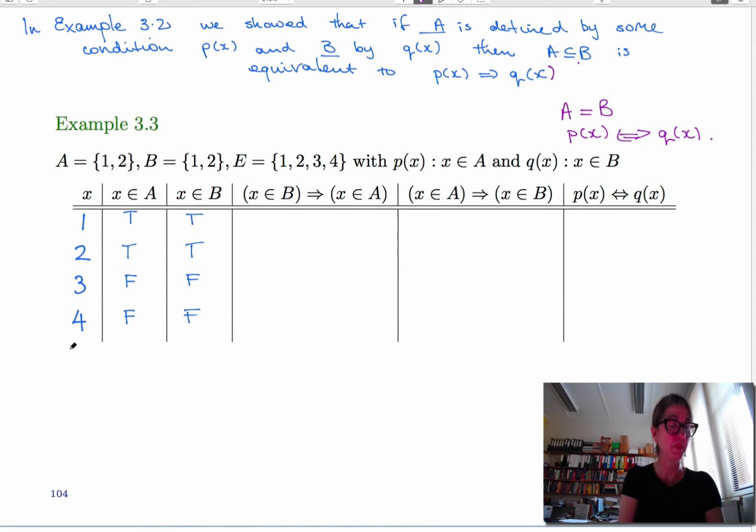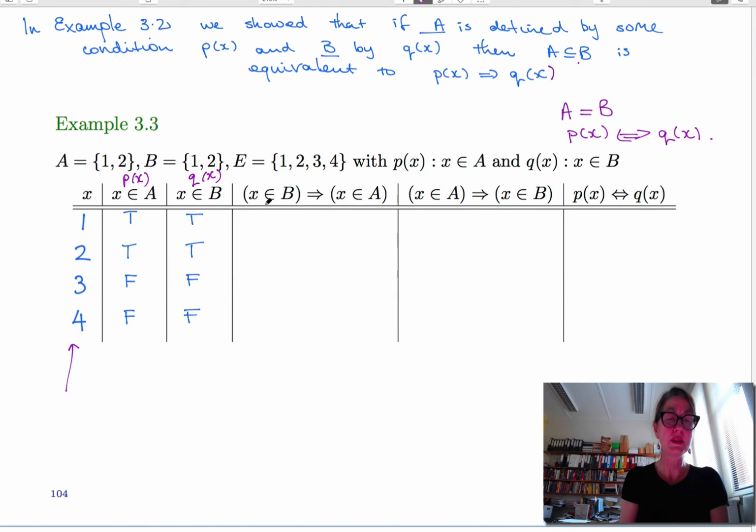It's not a truth table because truth tables only have trues and falses, not numbers, but we listed the elements down the side of our big set E, 1, 2, 3 and 4. And I've just written in here, if X is an element of A, well, 1 is and 2 is, 3 and 4 are not. And the X's that are in B, 1 and 2 are, and 3 and 4 are not. So this is defined by our Q of X, and this is defined by our P of X.